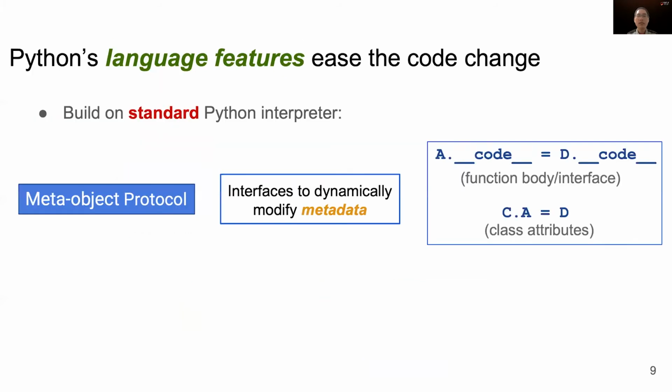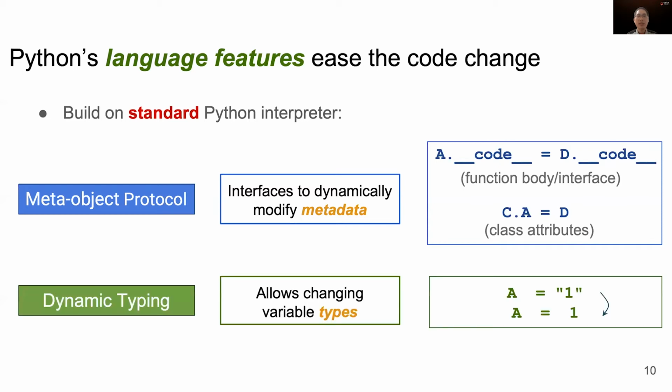PyLive realizes portable and dynamic code change by leveraging Python's language features. It relies only on the interfaces provided by standard Python interpreters. The first language feature is the meta-object protocol. It provides an interface to dynamically modify the metadata, including function body, function interface, and class attributes. The figure shows how to change an existing function's code body and class attributes at runtime.